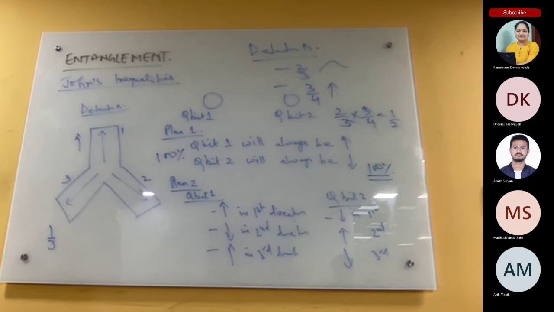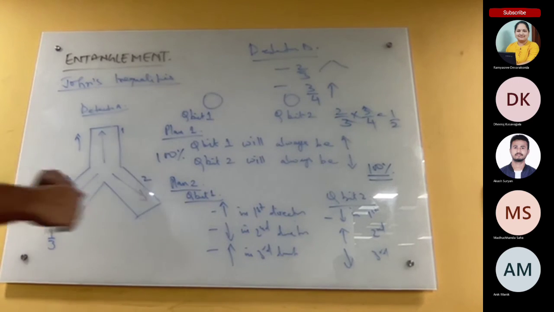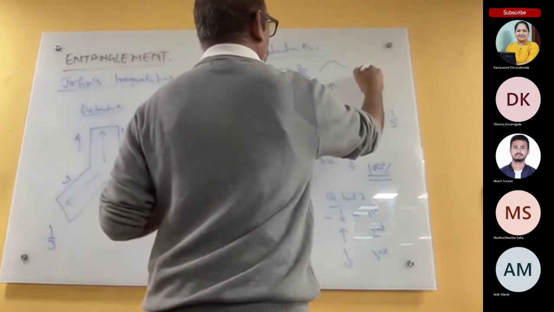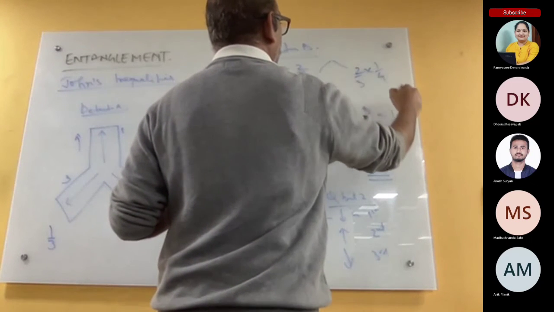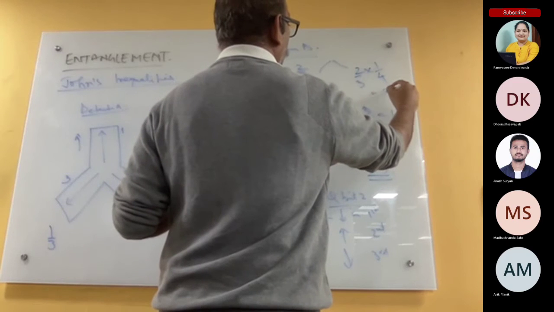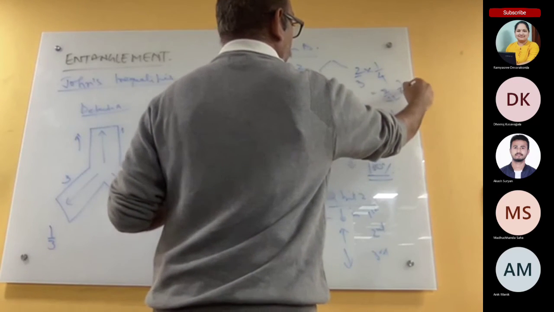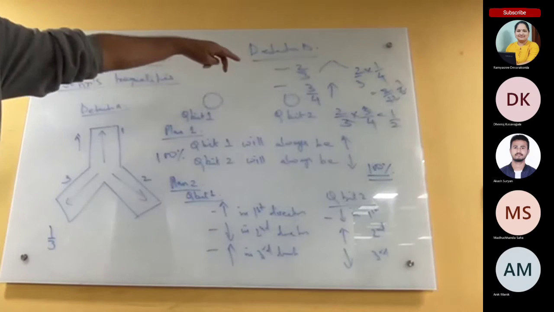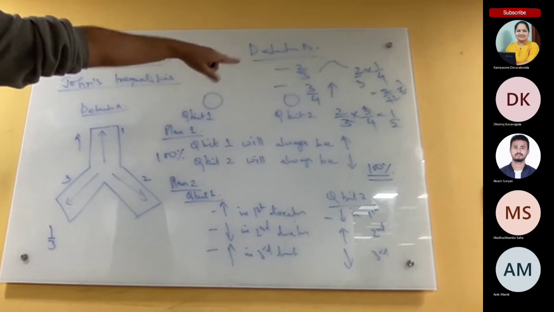Particle B, let me just see this. This calculation is always a little weird. If the particle is going in other directions, it makes 60 degrees. It should be 3/4. Particle B will give half of the time. So 2/3 into 1/4, which is 1/6 of the time. It will be down 2/3 into 1/4, which is 2/12, which is 1/6. 1/6 of the time it will come down.